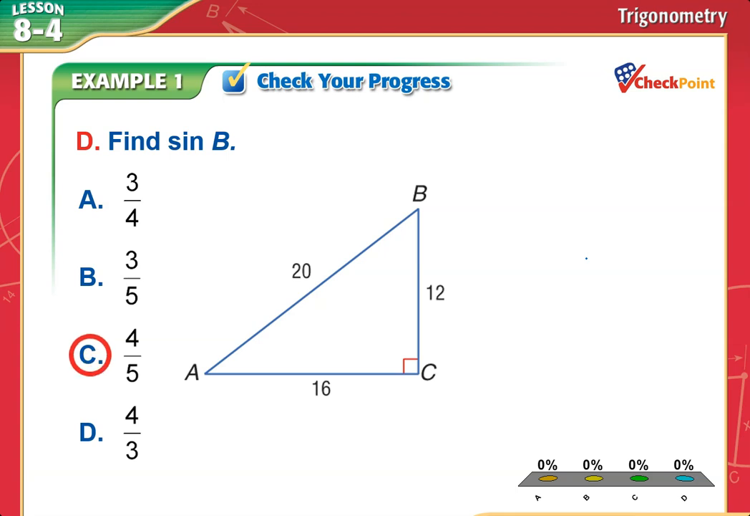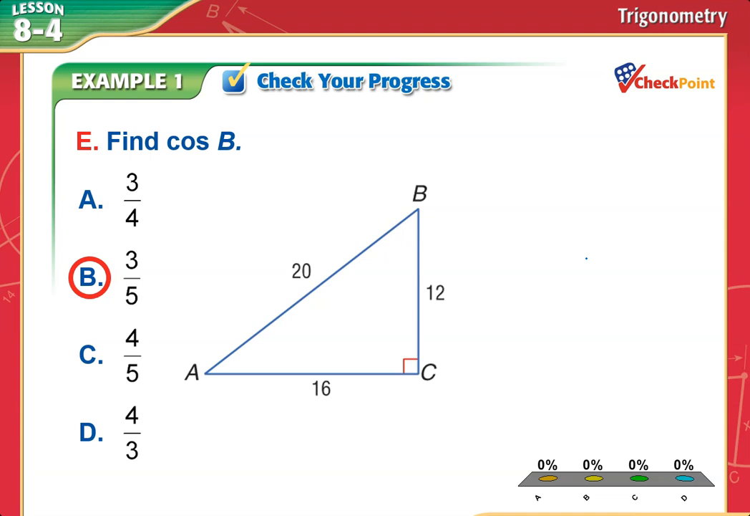Okay, now you're going to find cosine of B. Go ahead and pause your video to find cosine of B. Cosine of B is the same thing as sine of A. So 12 over 20, right? Or 3/5 by a reduction of division of 4.